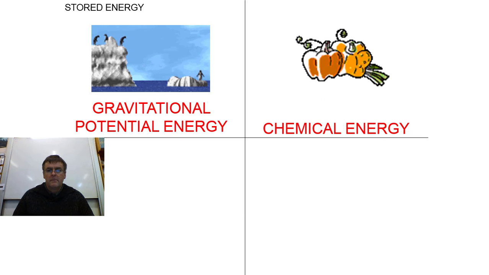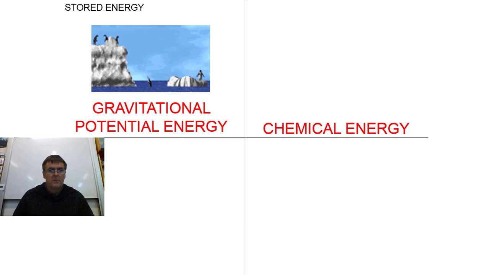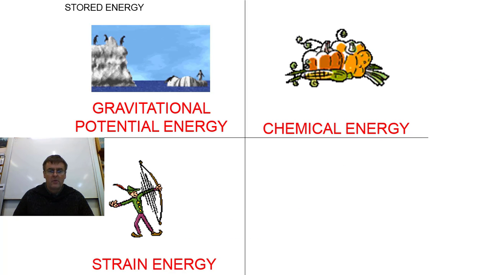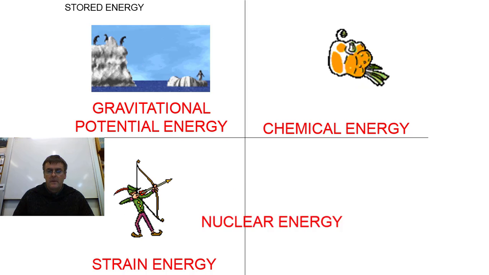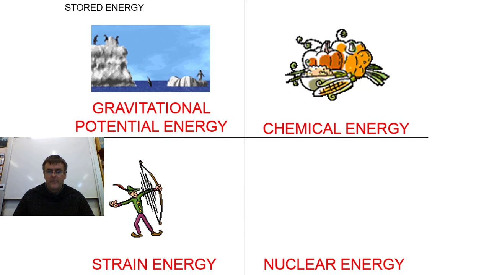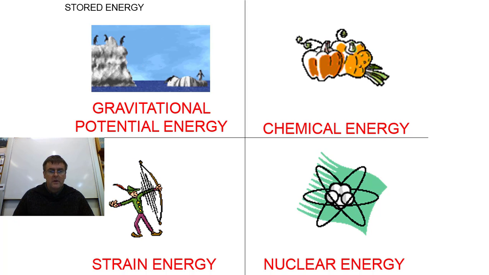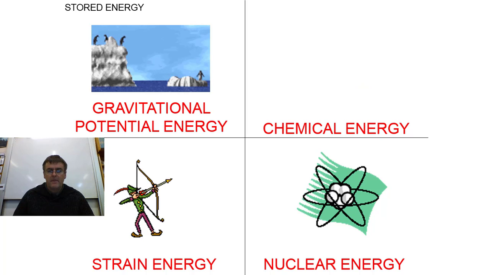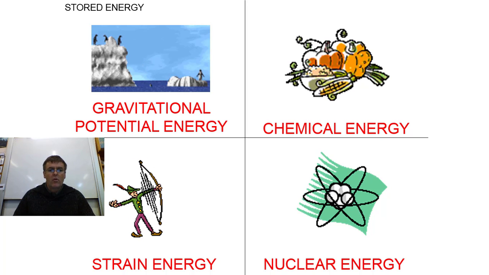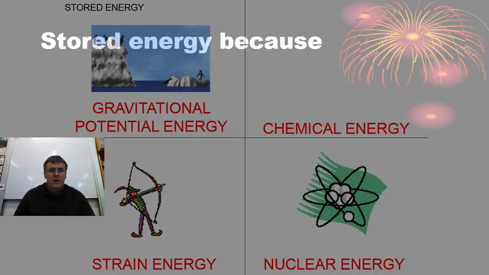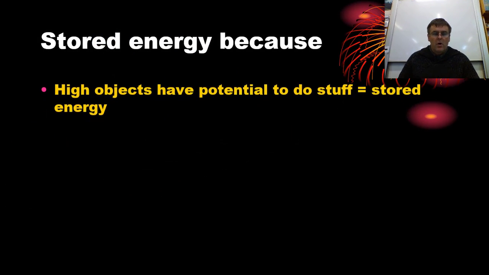Okay. There's some there. We'll learn about more of it in a moment. Strain energy. I probably saw that at the rubber band. Nuclear energy. Sometimes we'll call strain energy elastic potential energy. But then these are all stored energies, and we'll learn how to explain those. Stored because high objects have got potential to do stuff. You know, they can fall down.